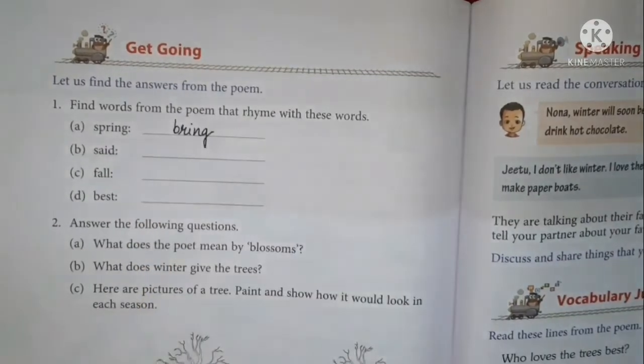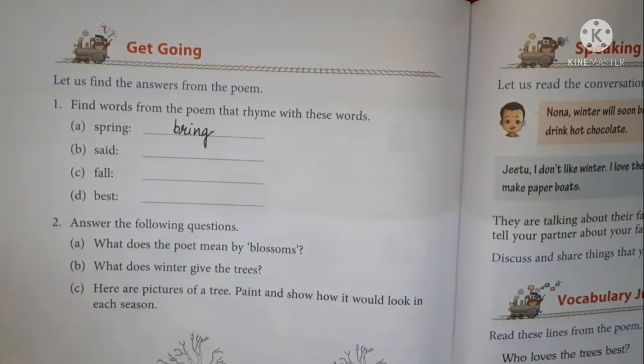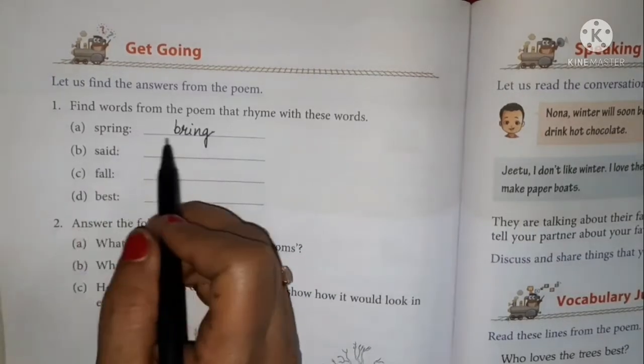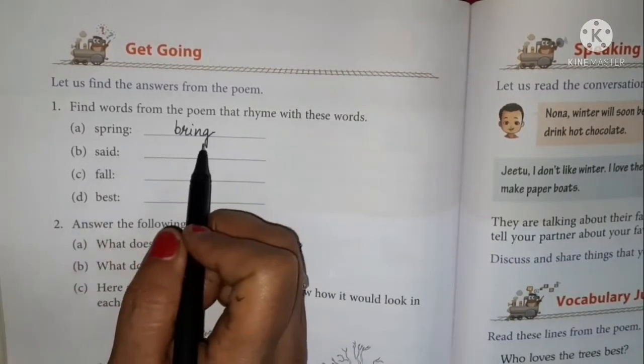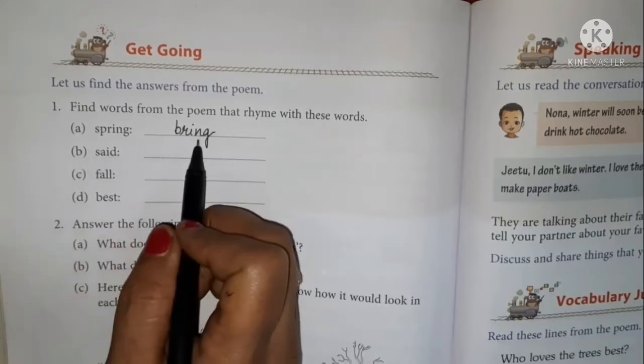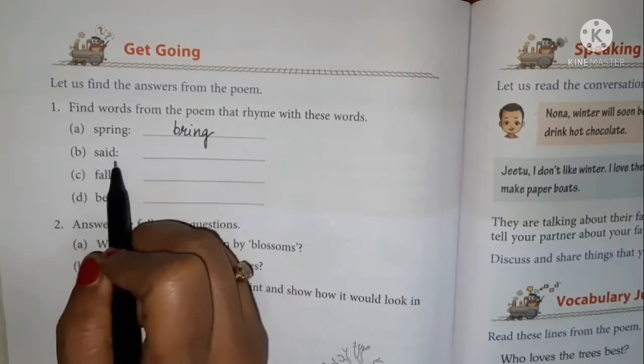B-R-I-N-G. Bring. The rhyming word is bring. Who loved the trees best? I, said the spring. Their leaves so beautiful, to them I bring. So spring, bring. Spring, bring. Now the next word is said.